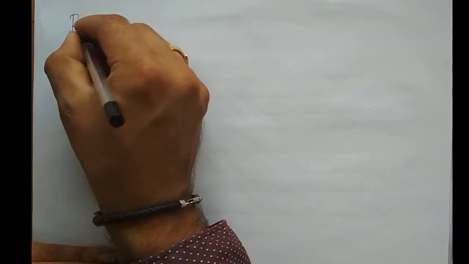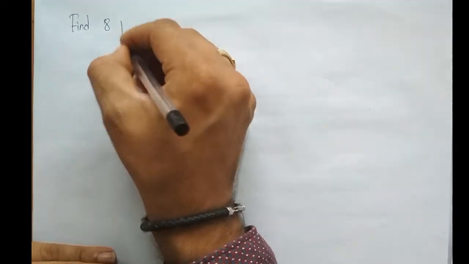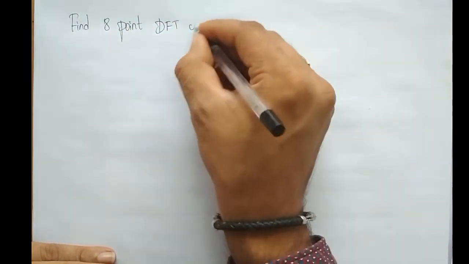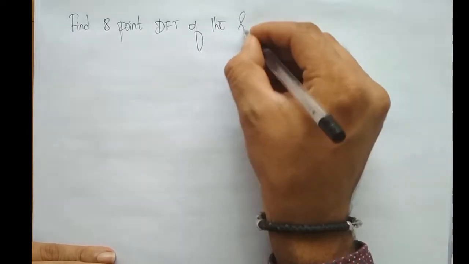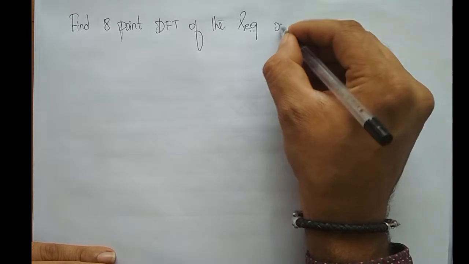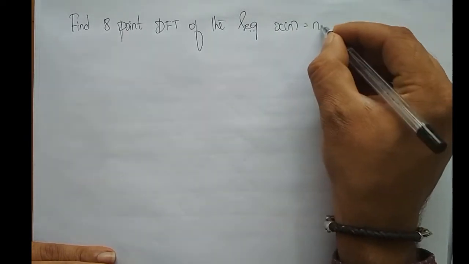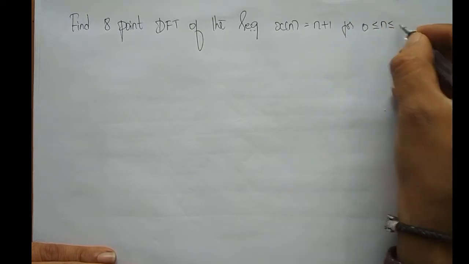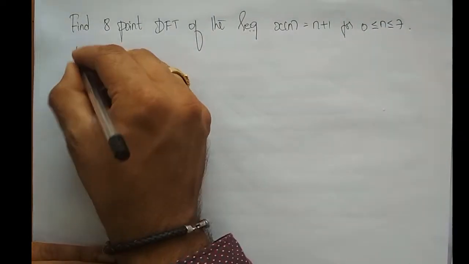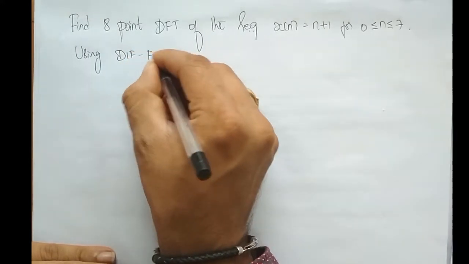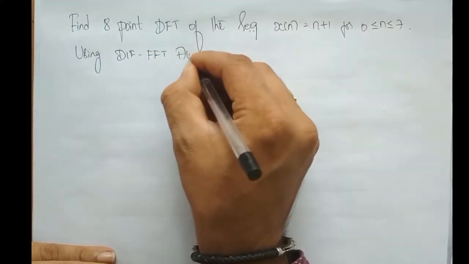We shall take up one example. So find the 8-point DFT of the sequence x of n is equal to n plus 1 for n varying from 0 to 7 using DIF FFT algorithm.